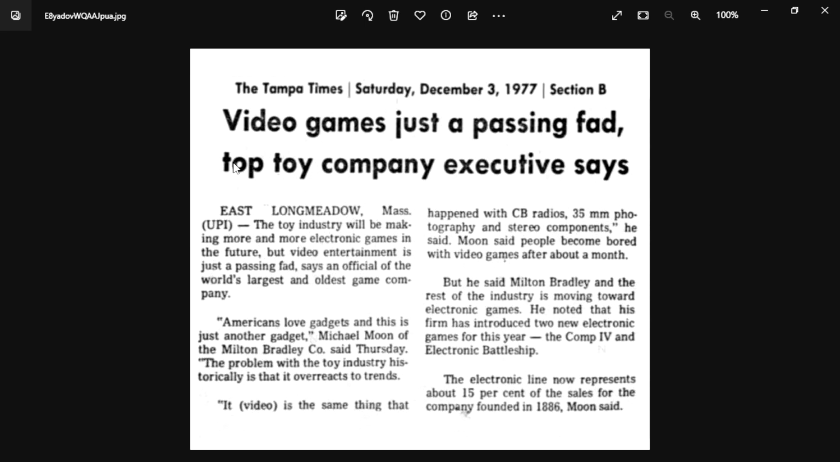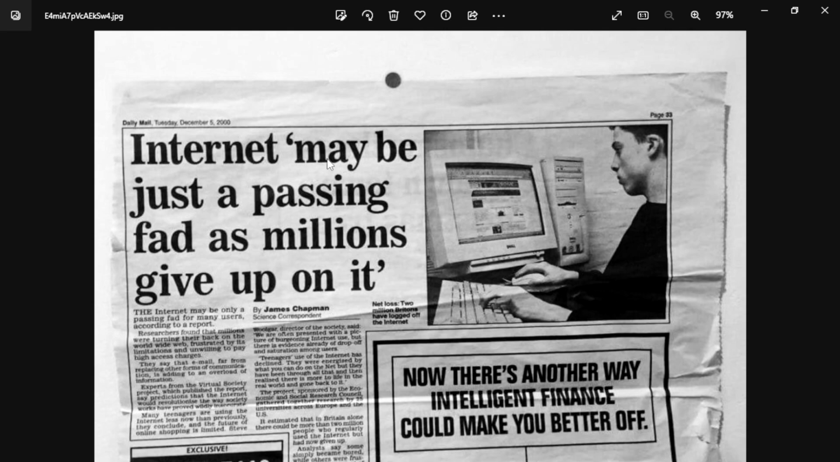And we see some newspaper articles: "Video games, just a passing fad, top toy company executive says." So newspapers are quite often wrong. And here's another one, when the internet was starting to get adopted, at the end of 2000: "Internet may be just a passing fad as millions give up on it." And again, we know now how many people use the internet, pretty much everyone.